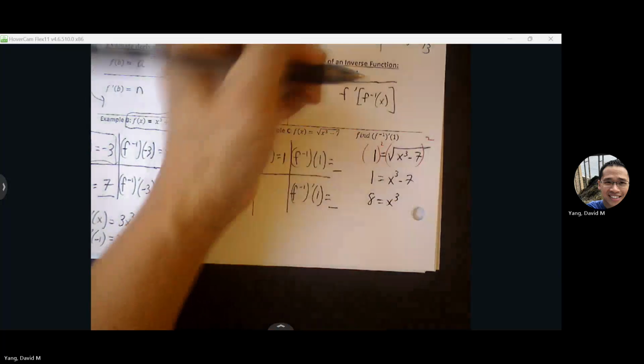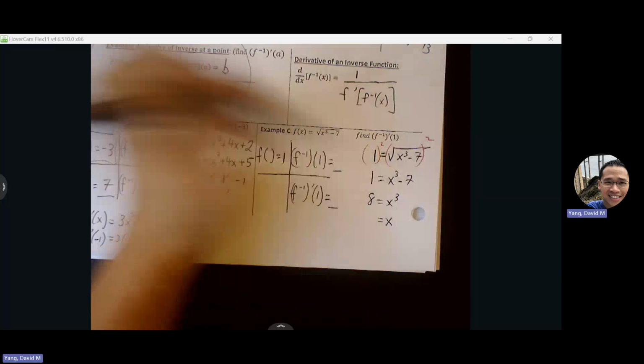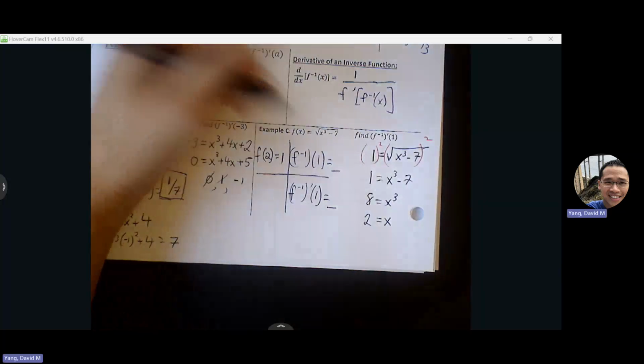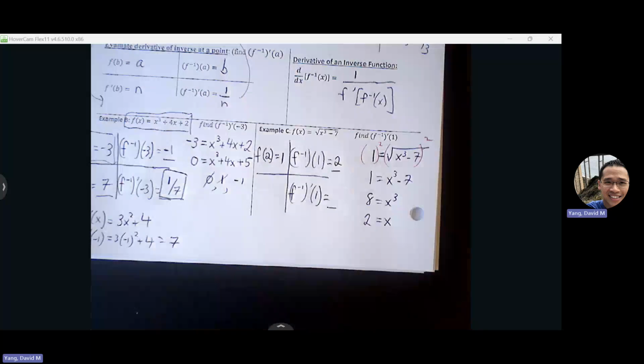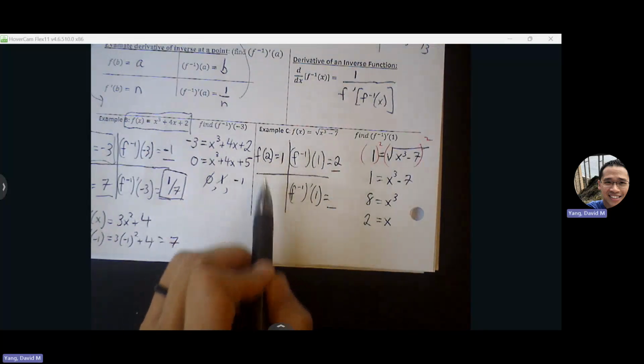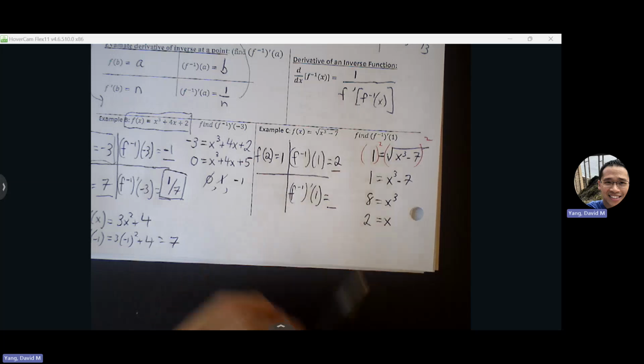Add 7 to both sides. Take the cube root. X equals 2. Okay, so there's the ordered pair (2, 1), which must mean on the inverse there must be the ordered pair (1, 2). So if I can find f prime of 2, then that slope will lead me to my answer.